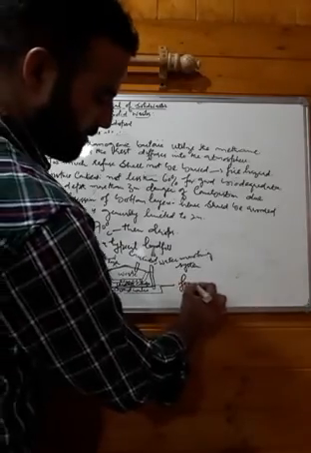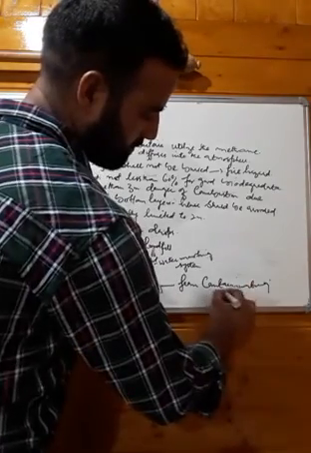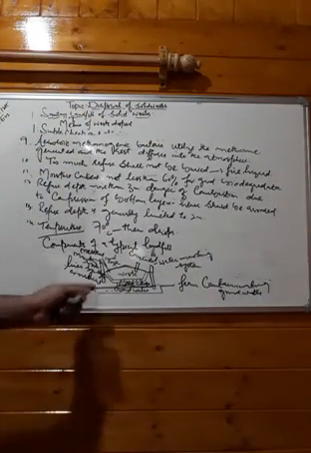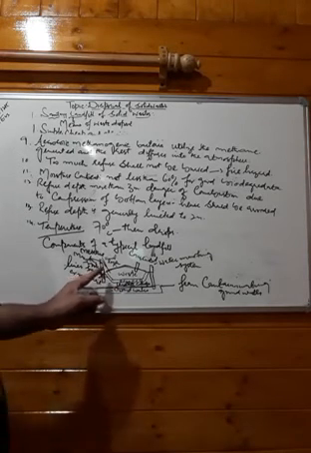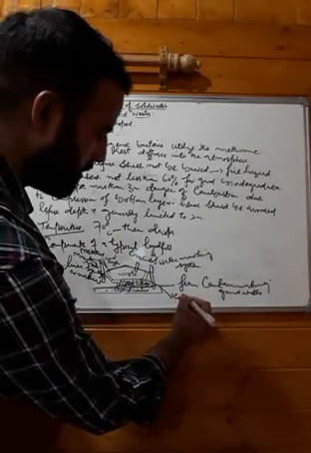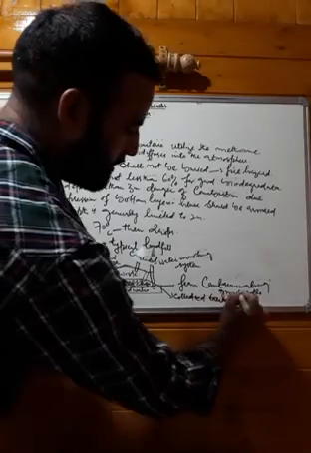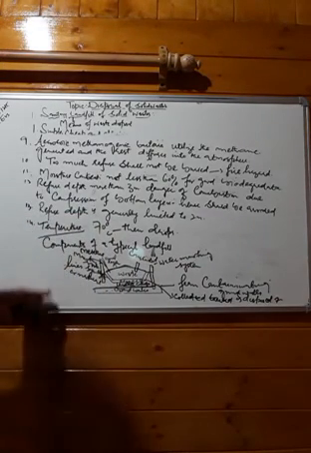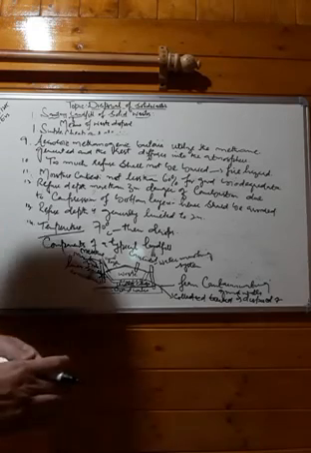A well-designed and laid out leachate collection mechanism is to be provided. Leachate so collected is treated and disposed of. So these are the components of a typical landfill.